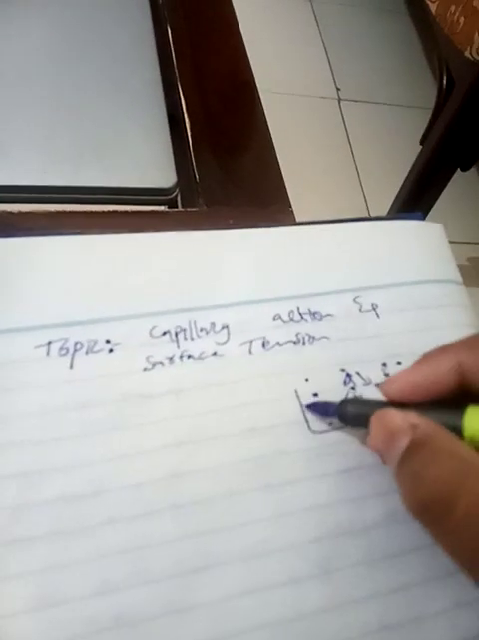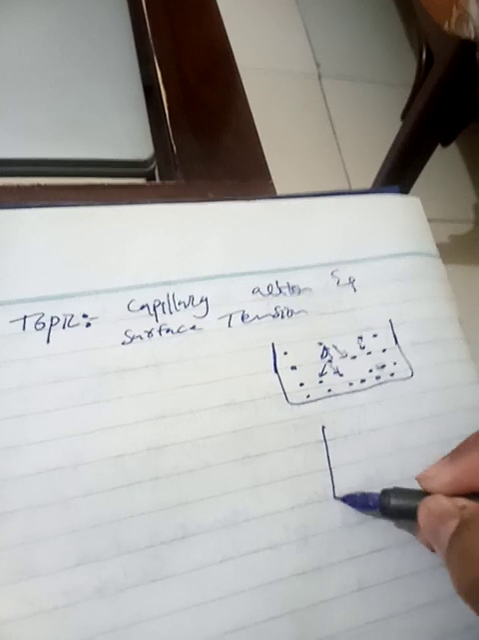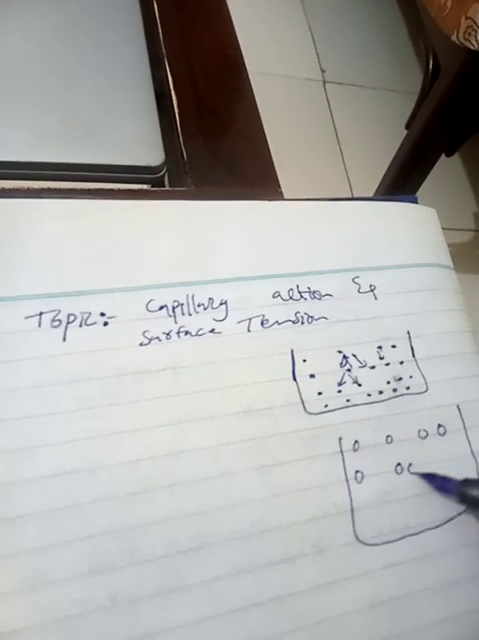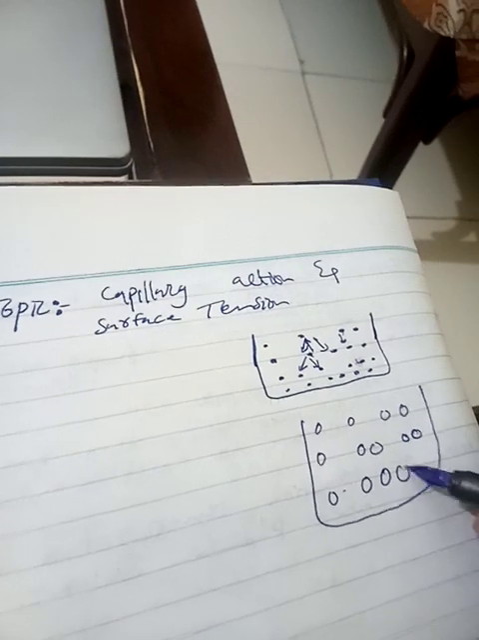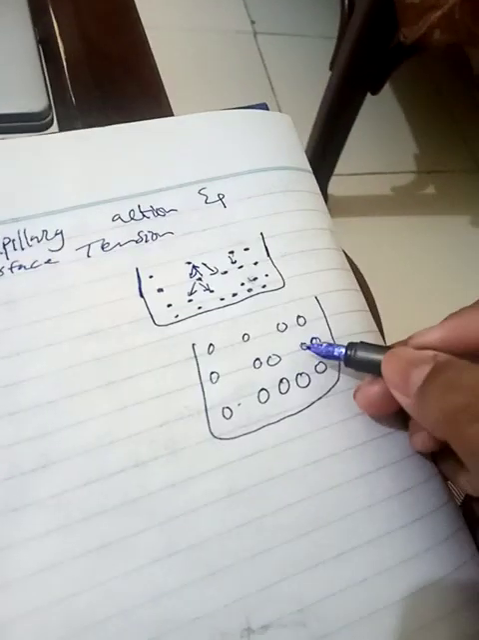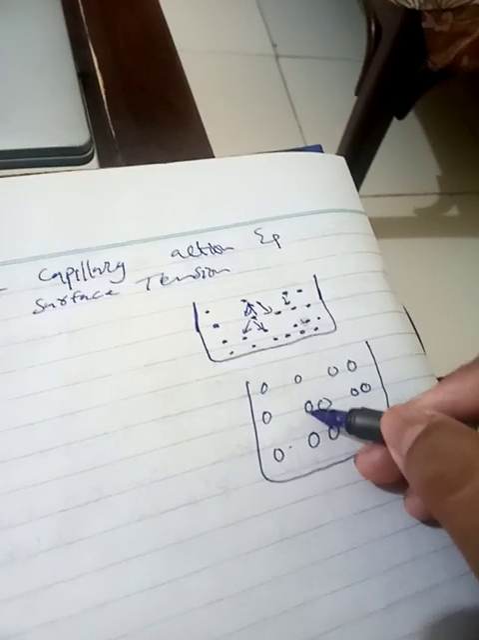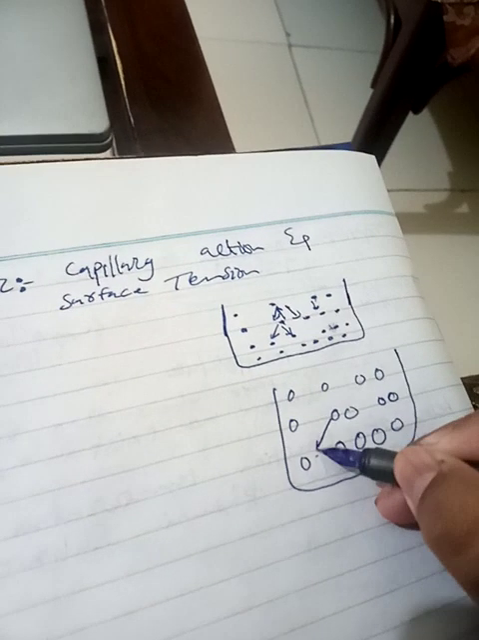Okay, so look at this one container. So wait, I can draw one more. It's not perfectly visible to you guys, so that's why this one is better. Okay, so I'm drawing this one, and you can easily see the particles from here. And you know that every molecule in any type of liquid attracts each other.